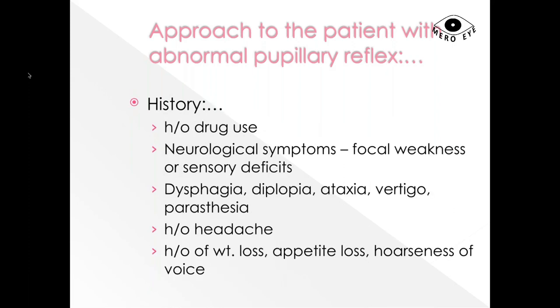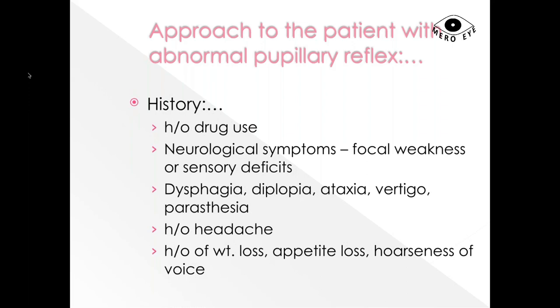Then history of drug use, whether the patient is using any systemic drugs, any psychiatric drugs, any amitriptyline, or even painkillers like morphine, which may alter the size of the pupil. Then if there are any other neurological symptoms, like any focal weakness or sensory deficits, then we have to think about maybe there's some space-occupying lesion in the dorsal midbrain leading to light-near dissociation.